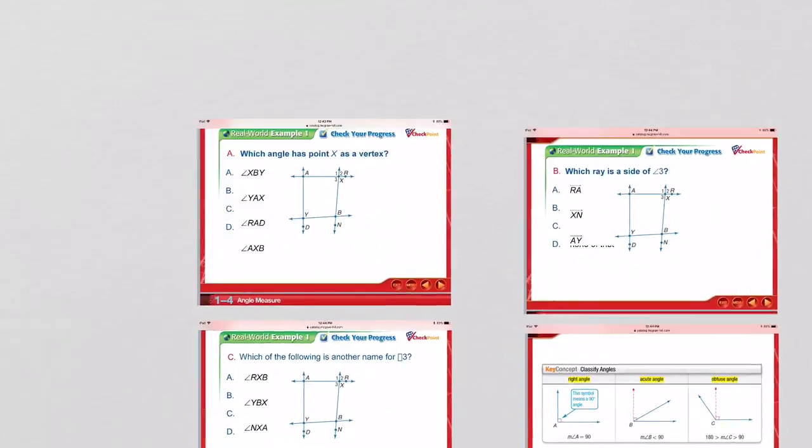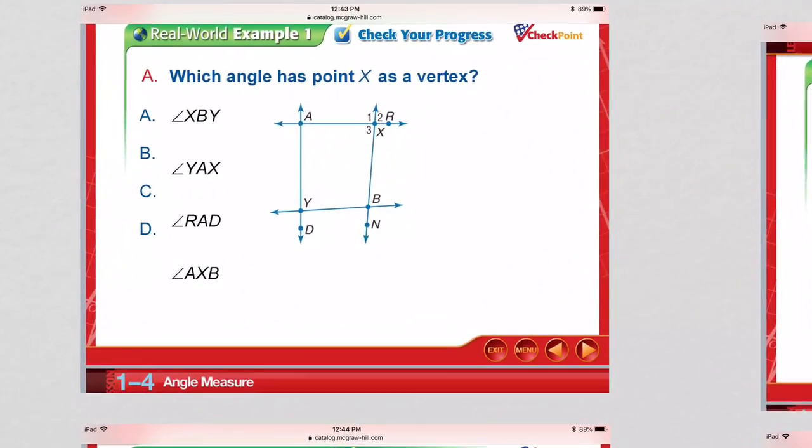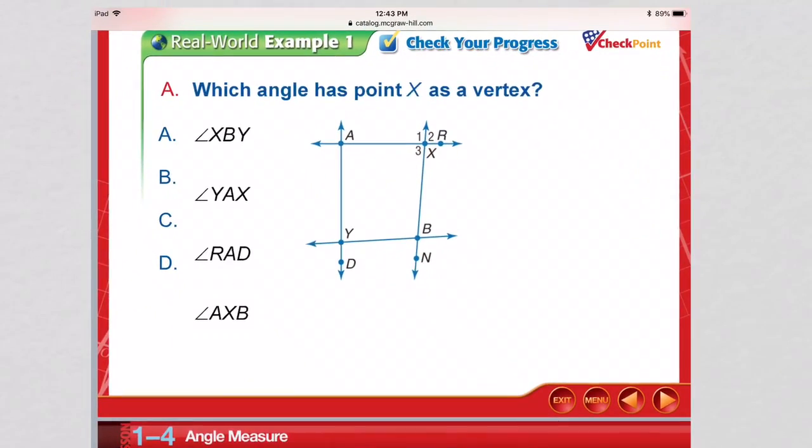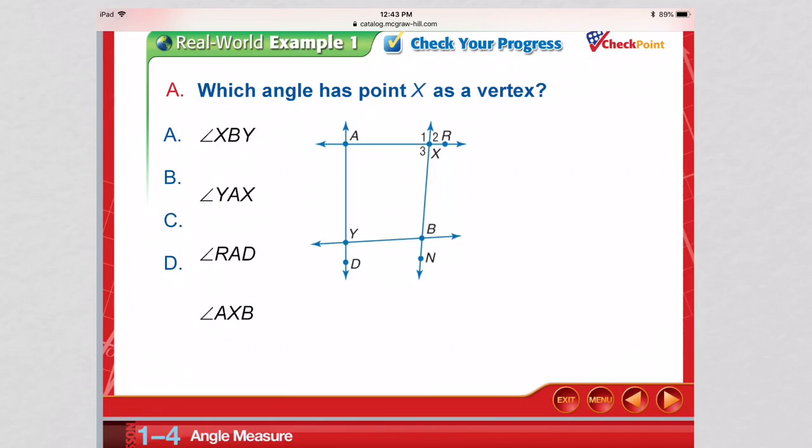Okay, let's go on. I have some problems that I want you to take a look at. First, let's see if you can answer this one. Which angle has point X as a vertex? So again, we're looking at X there.